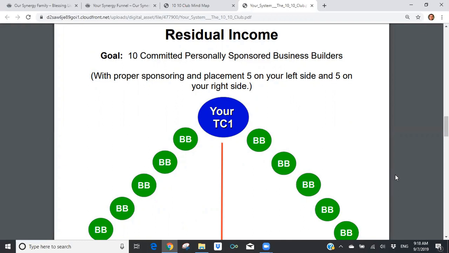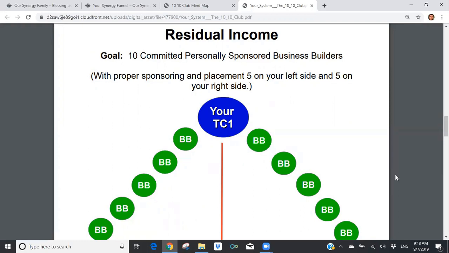That's your first goal, is to help your existing distributors that you've personally sponsored and brought into Synergy Worldwide, to help them begin to create their customer base, because it's what's going to create the cash flow to be able to keep them engaged in their Synergy business.